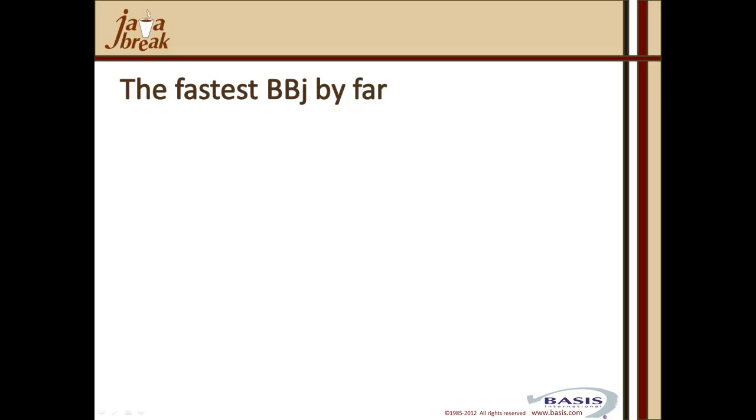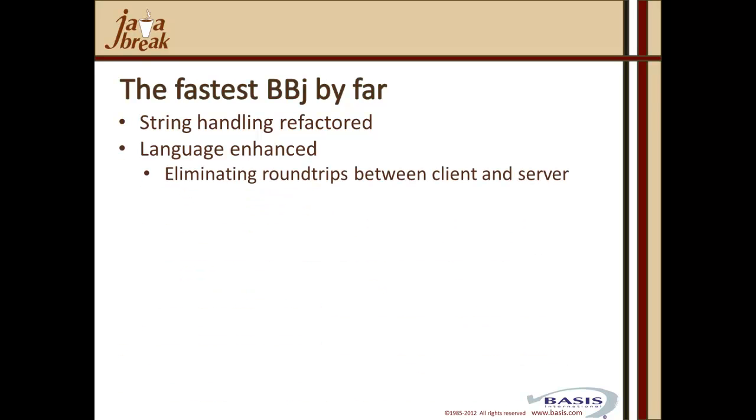Well, let's talk about the fastest BBj by far. String handling has been refactored. Most of our application programs make heavy use of strings. We manipulate those strings, we concatenate values, we split them out, we compare values, and string handling is really quite ubiquitous to a business application. And we've done a total refactoring of the string handling.